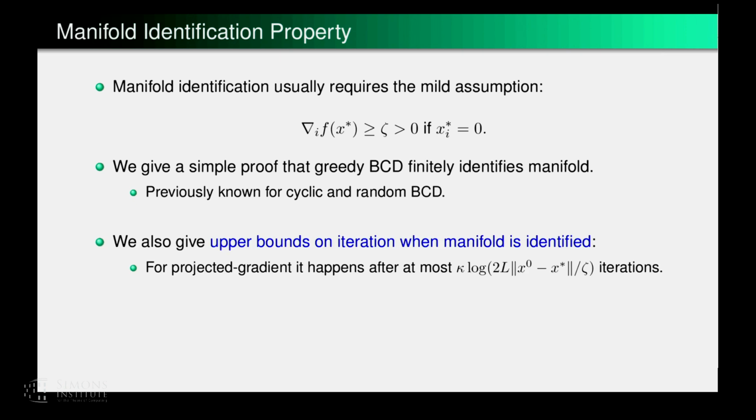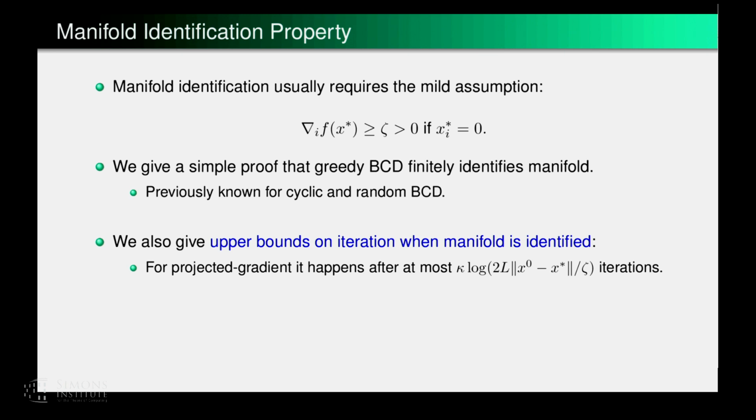But more importantly, we also look at how many iterations it takes before you find the final sparsity pattern. There are many, many papers that say you eventually identify the sparsity pattern. But since we're doing computer science here, we really want not an asymptotic result. We want a bound saying, if you run it for this long, you find the final sparsity pattern. So if you run projected gradient for condition number times log of 2L times the starting point divided by zeta, you will have the final set of non-zeros. And so that's kind of nice.